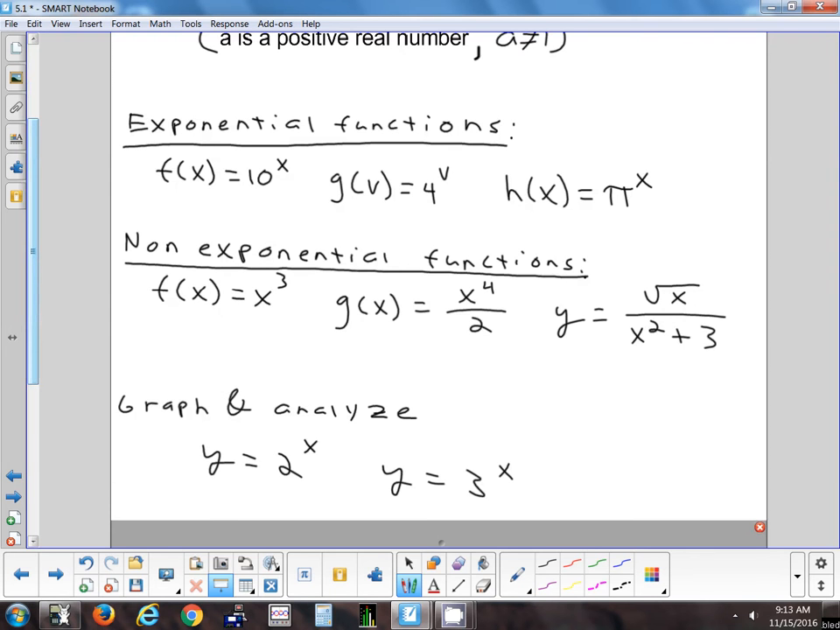So what I want to do now is, I've already got the one on the left typed in, 2 to the x. I want to graph 3 to the x. Anybody have a guess how 3 to the x is going to be different than 2 to the x? Ian? Vertical stretch?